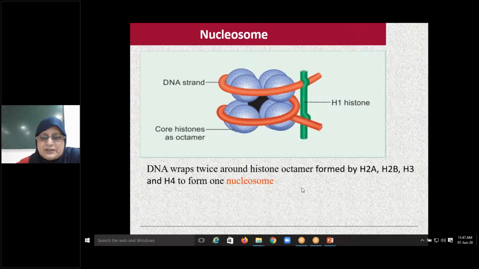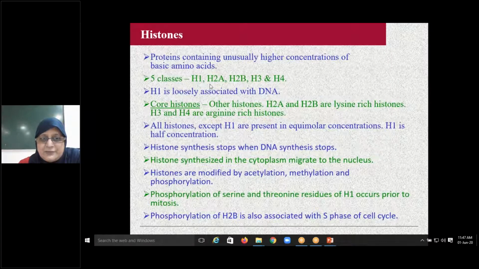Now these histone proteins are of 5 classes: H1, H2A, H2B, H3, and H4. H1 is the one that is only loosely associated with DNA, while all the remaining histones are called the core histones. Some of them are lysine rich, that is H2A and H2B, while H3 and H4 are arginine rich molecules. Histones also get modified by acetylation, methylation, or phosphorylation. The phosphorylation of histone H2B is also associated with the S phase of the cell cycle.